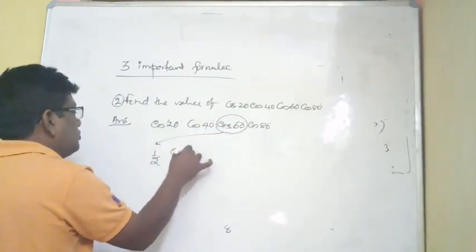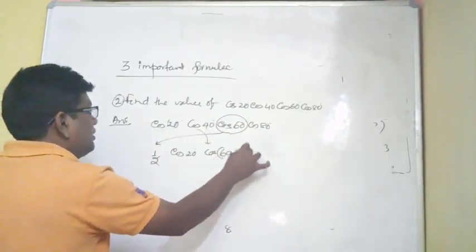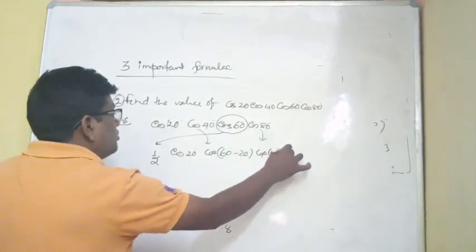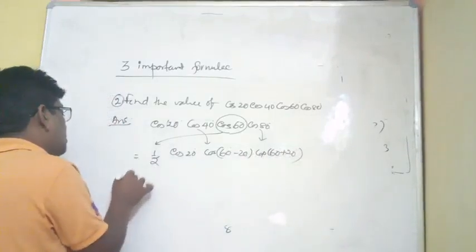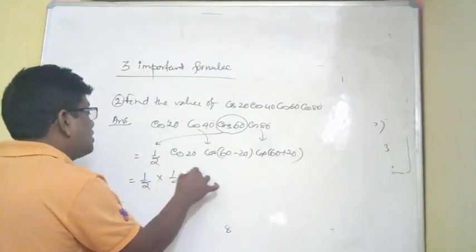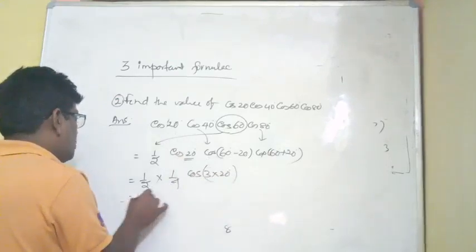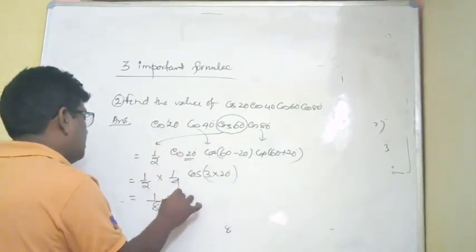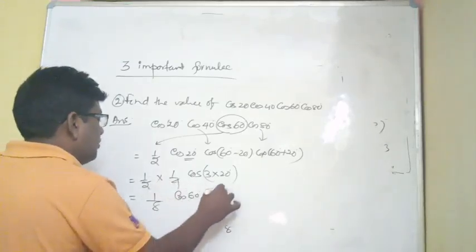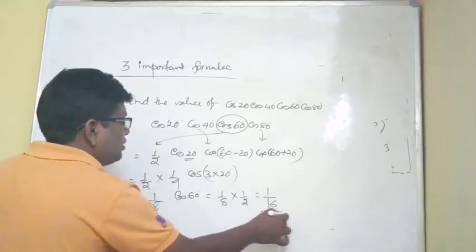This is cos 20°, and cos(60° − 20°), and cos(60° + 20°). That is equal to 1/2 into 1/4 cos 3A, where A is equal to 20°, so 3 × 20°. This is equal to 1/8 into cos 60°. Cos 60° value is half, so 1/8 into 1/2, which is equal to 1/16. That is the answer.